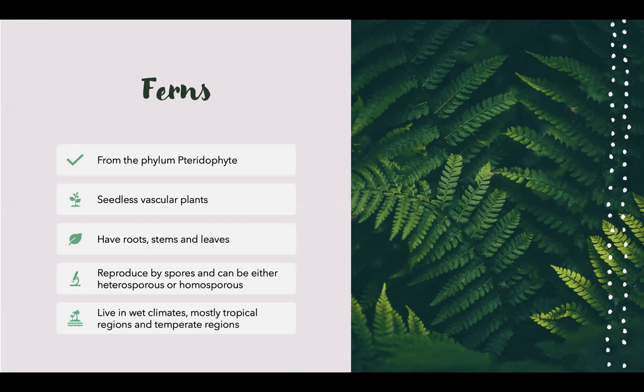These tend to be seedless vascular plants that show true alternations of generations. They have roots, stems, and leaves. They reproduce by spores that are developed in the sporangia, and they can be homosporous or heterosporous. And they tend to live in wet climates, mostly tropical regions and temperate regions, although a few live in the desert and the Arctic.